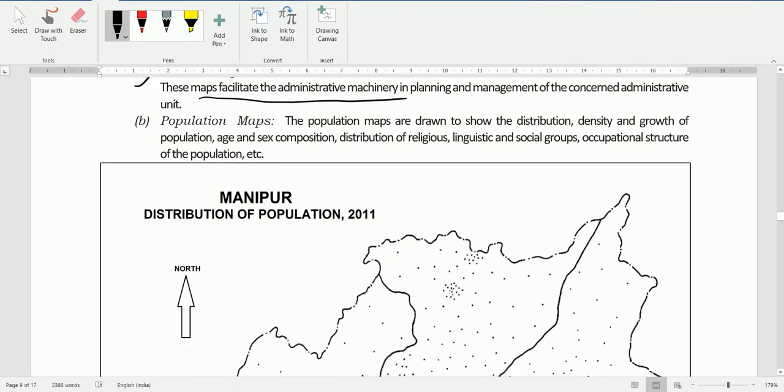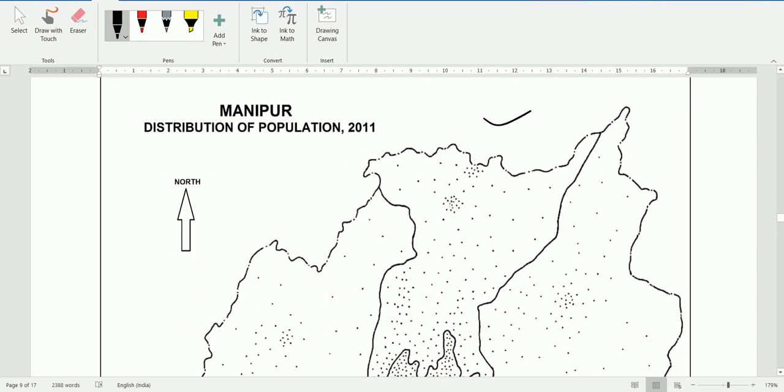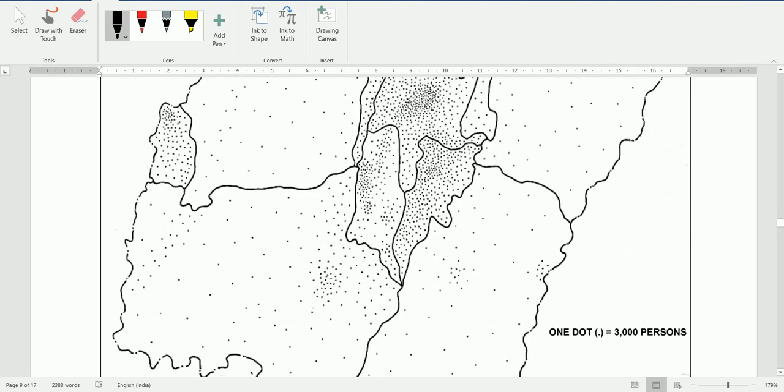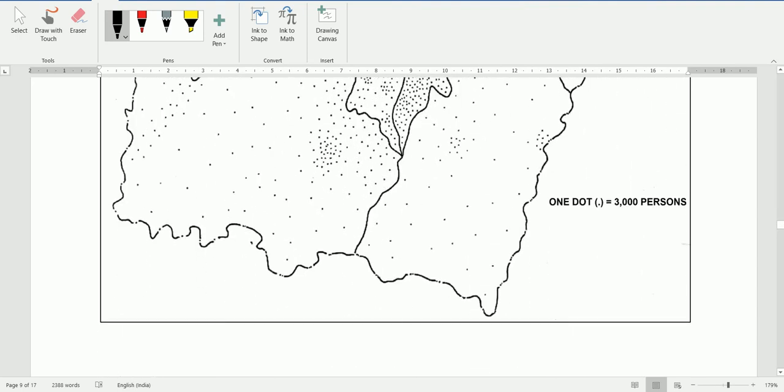Next, we have population maps. Population maps are drawn to show the distribution, density and growth of population, sex and age composition, distribution of religious, linguistic and social groups, occupational structure, etc. That means population maps represent different characteristics of population. See here, this is an example of a population map. This map represents the distribution of population of Manipur. How to prepare such a map, you will be learning in class 12.